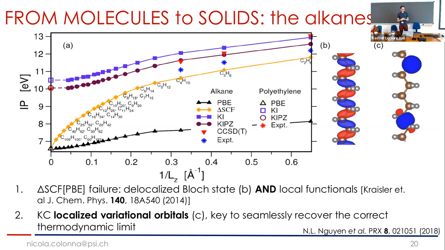So the solution is either you go for a highly non-local functional, or you remove the constraint on the delocalization of the canonical object. And this is actually what Koopmans does. Essentially, they impose a delta SCF, still working with a local or semi-local functional, but we enforce this delta SCF on a set of Wannier-like objects that are represented here. Those are two of them for the chain. And for this reason, we have a finite correction both for small molecules and in the thermodynamic limit, where especially KIPZ recovers an extremely good agreement with the experiment. So this is just to say that the localization of the orbitals is key to getting accurate corrections also for a standard system.